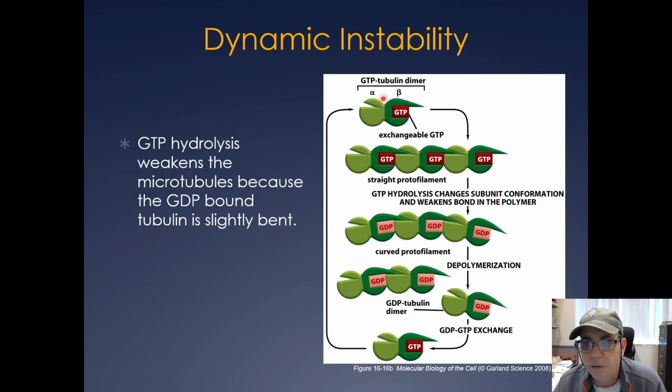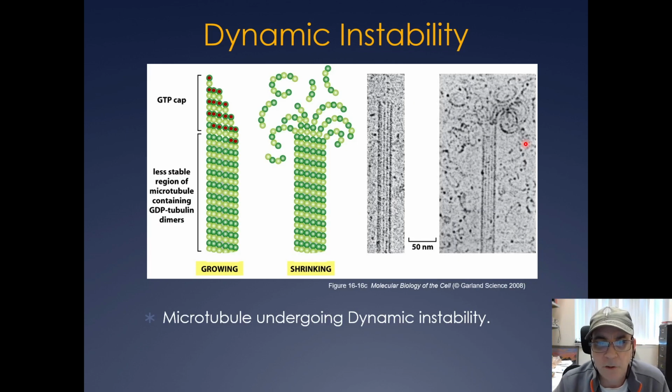Okay, so here is your GTP-bound tubulin dimer, and the beta subunit has GTP, and then eventually that's going to hydrolyze the GTP to GDP, and when it does that, it creates sort of a kink, and you get this curved protofilament, and that leads to depolymerization. Eventually, when it gets back into the cytosol, you'll get the GDP-GTP exchange, and then the subunit can be added back on. Okay, and here's sort of what it looks like.